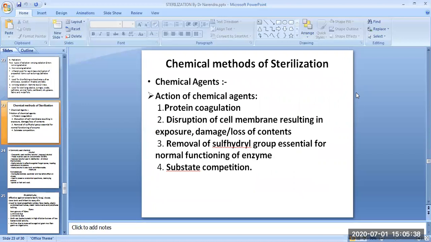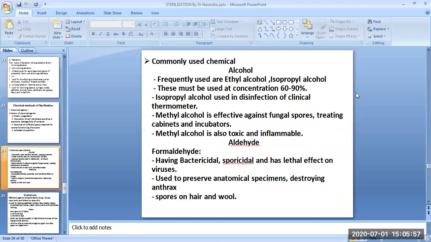Chemical methods of sterilization. Action of chemical agents: protein coagulation, disruption of the cell membrane resulting in exposure and damage, and removal of sulfhydryl groups essential for substrate combination. Commonly used chemicals: alcohol. We use ethyl alcohol and isopropyl alcohol. These must be used at concentrations of 60 to 90 percent. Isopropyl alcohol is used in disinfection of clinical thermometers.